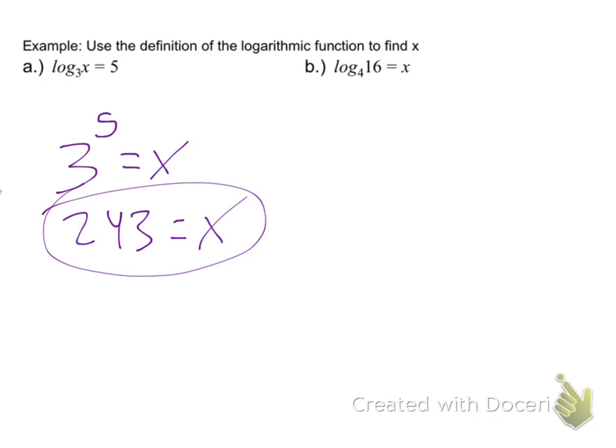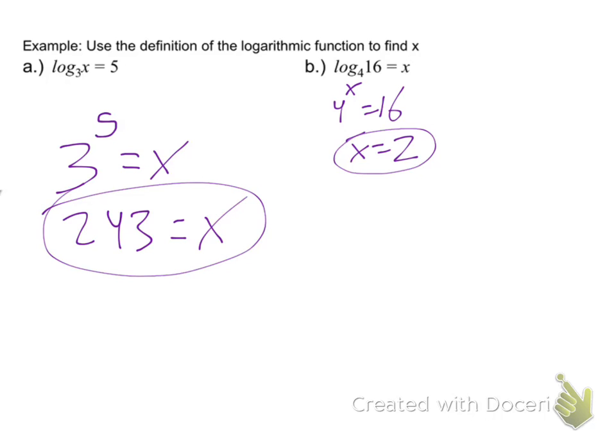Do the same thing for part B. What would that be? 4 to the x equals 16. 4 to what power is equal to 16? 2. Done.